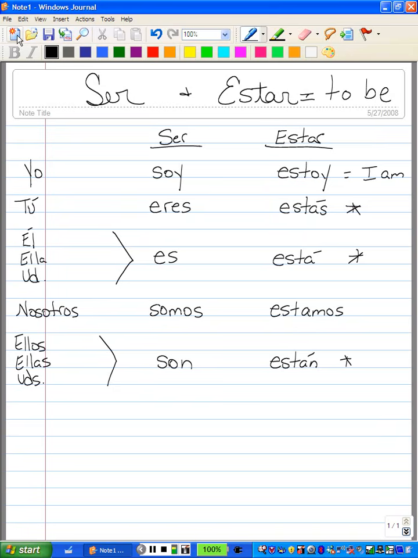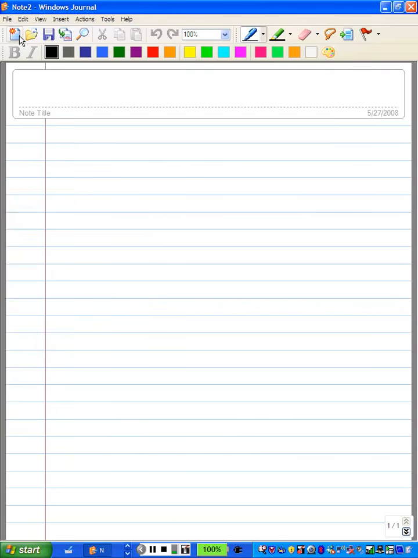Alright, let's talk a little bit about when to use each one. The book on page 59 gives you some written explanation on when to use each one. I'm going to show you something that I use in my classroom a lot to help students learn when to use the verb ser and when to use the verb estar. Okay, for the verb ser, we're going to start with this: PONDTL. With the verb estar, we're going to use the acronym LACE.